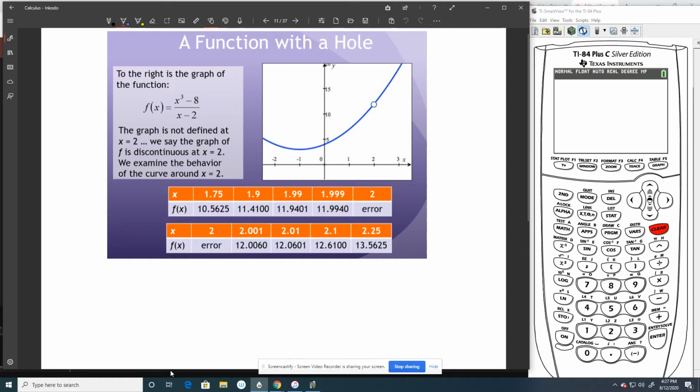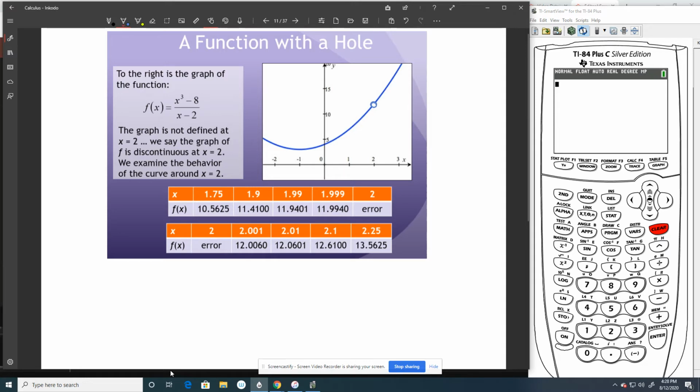This first one, this has been graphed on the calculator, and here's my function right here, x cubed minus 8 divided by x minus 2. Now, if you notice, there's this hole right here when x is equal to 2. I've got this gap right here. So I'm not interested in what is happening at exactly 2. I'm just looking at what's happening near 2.